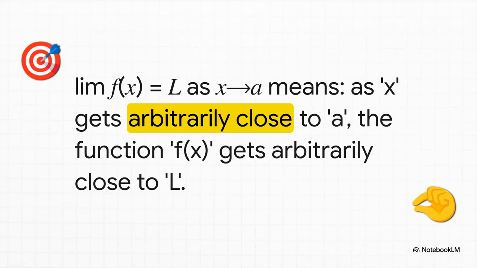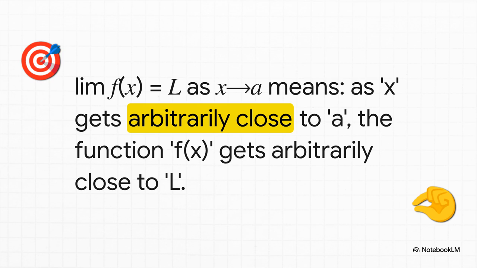This notation right here is the heart of the whole idea. You read it like this: the limit of the function f of x as x approaches some value a is L. And the key word there is approaches. We actually don't care what the function's value is at a. We might not even be able to calculate it. All we care about is what value the function is getting closer and closer and closer to as we sneak up on a.